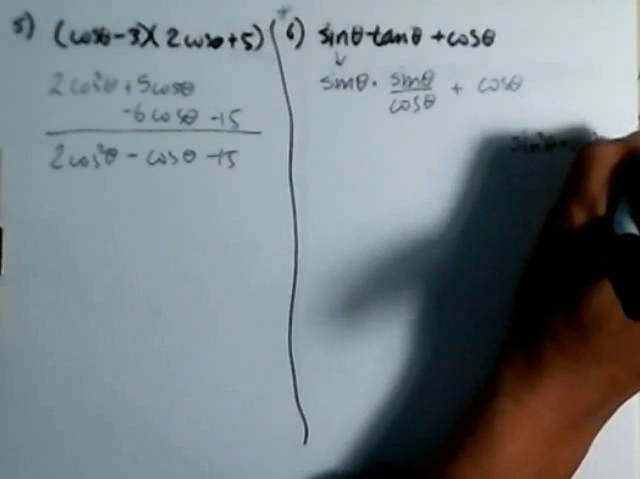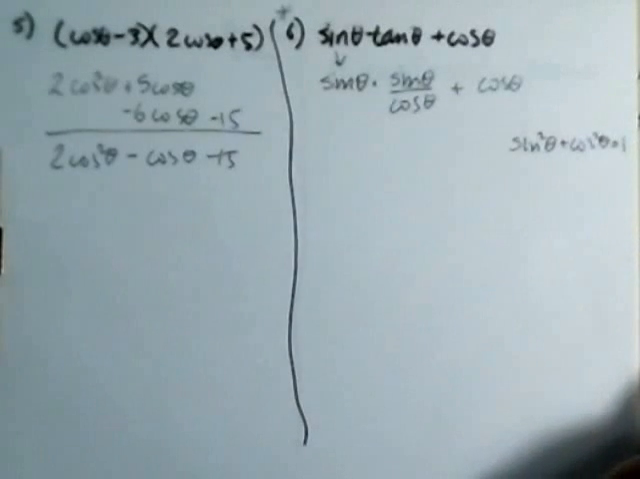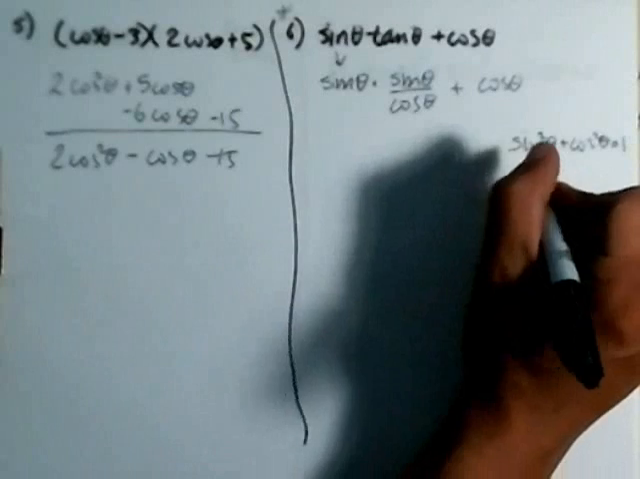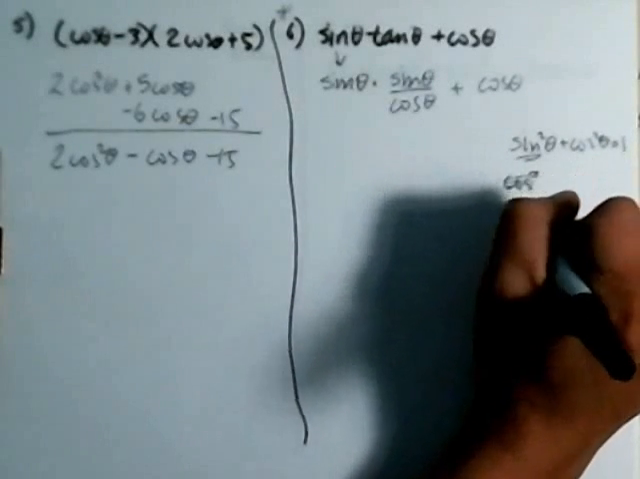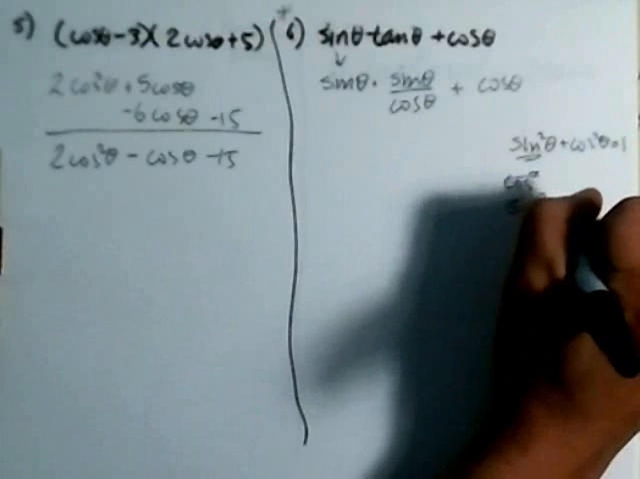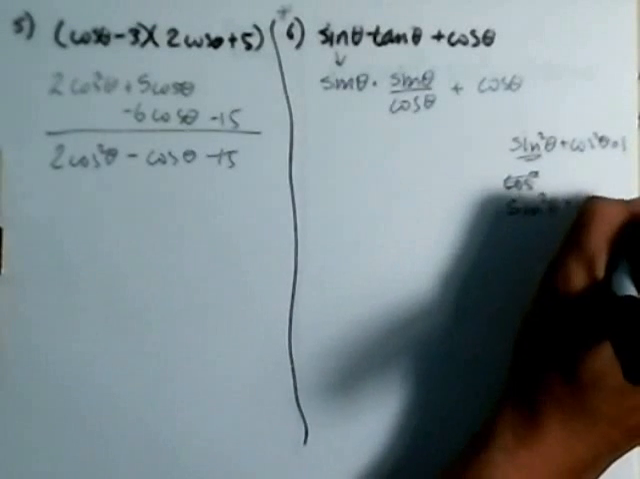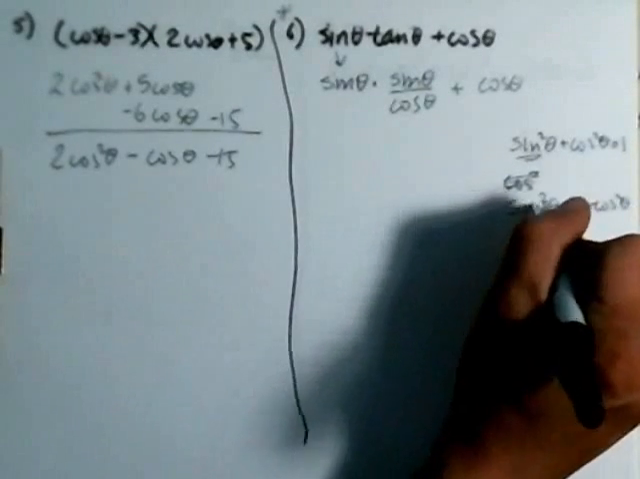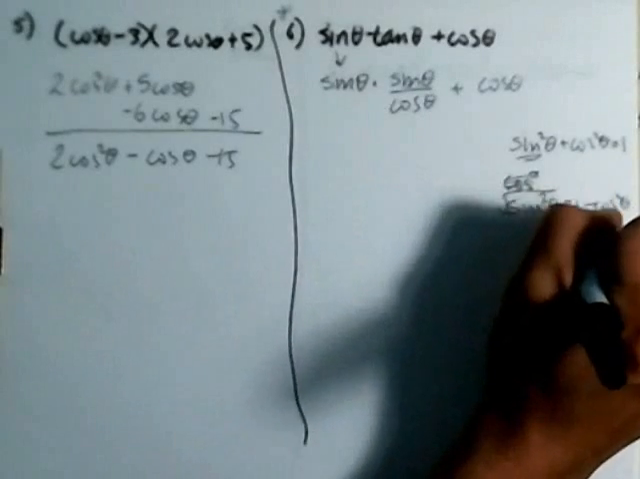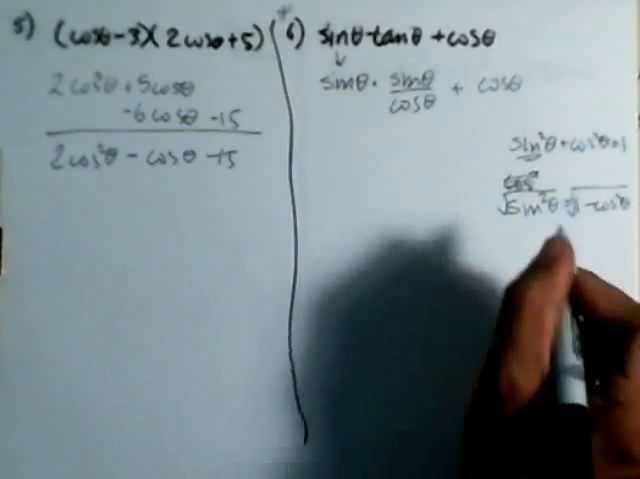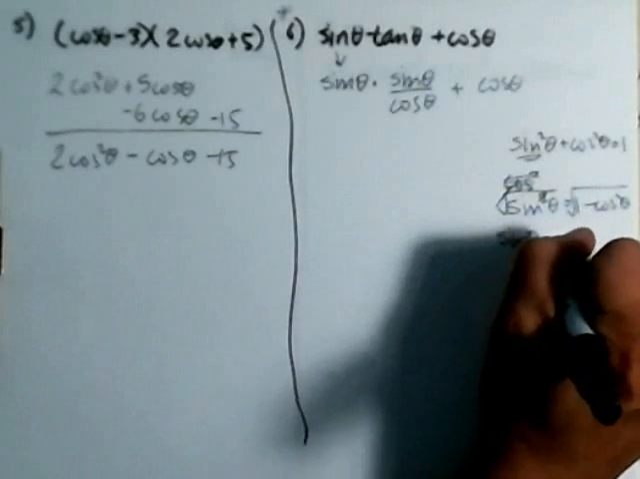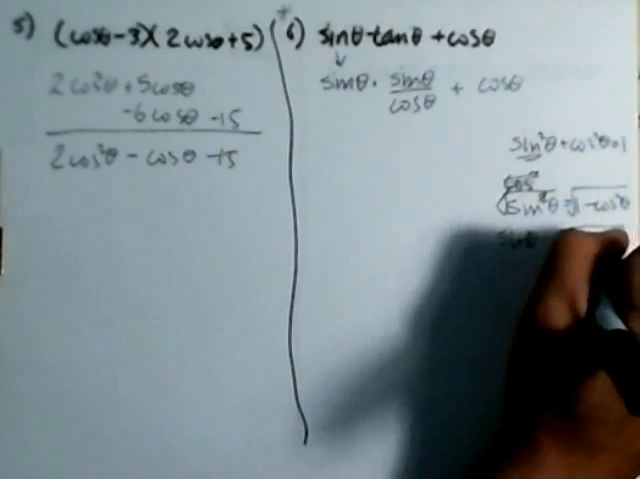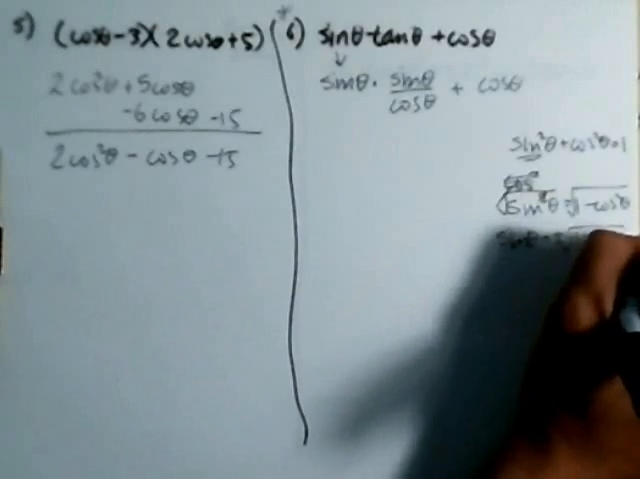...squared of theta equals 1. That's the Pythagorean theorem. If we solve for sine squared right there, we have to move the cosine squared. Sine squared of theta is equal to 1 minus cosine squared of theta. If we solve for the sine, you have to take the square root of the left side and the right side. That cancels with that. You have sine of theta is equal to plus or minus square root of 1 minus cosine squared of theta.